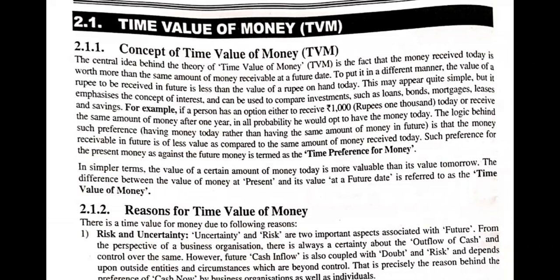So preference is not given to the future value; preference is given to the present or current value. That is called time preference for money. This time preference says that the difference between the value of money at present and its value at a future date is referred to as the time value of money, TVM.